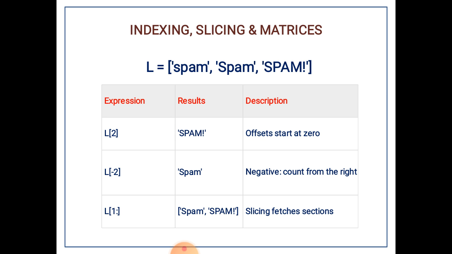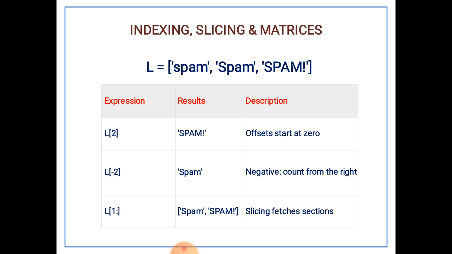So here L of 2 gives the third one as the answer. Now coming to L of minus 2, that is, minus 2 represents the negative count from the right side. Minus 1, minus 2 and minus 3. So there it has printed the capital S named spam.